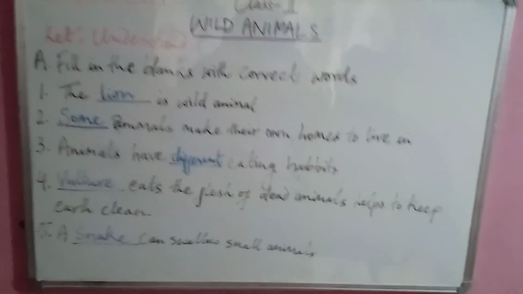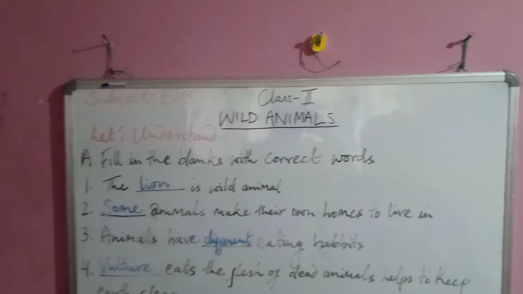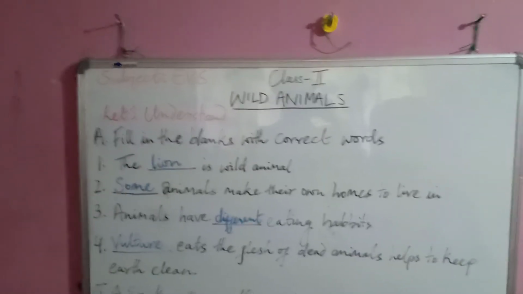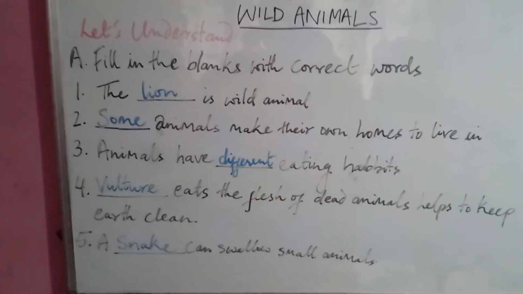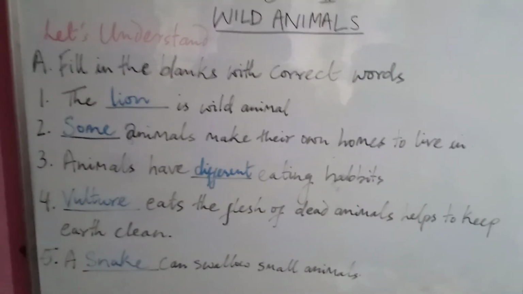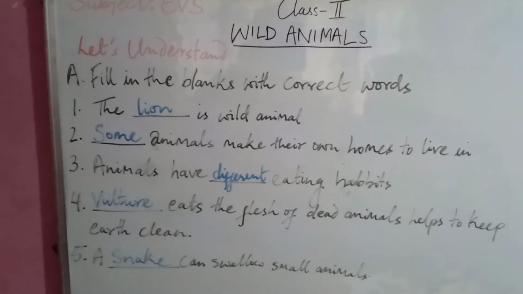Moving on with the exercises, page number 43, okay. The first exercise is to fill in the blanks with the correct words. So we have to fill in the correct words. Dash is the wild animal. We have cow and lion in the options, so obviously lion is the wild animal.